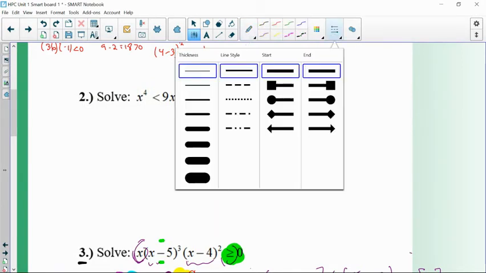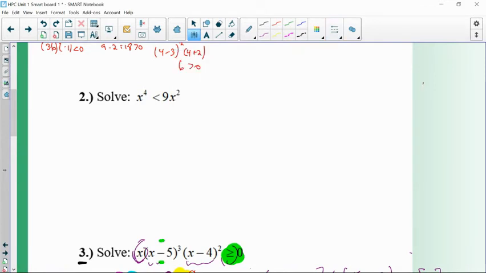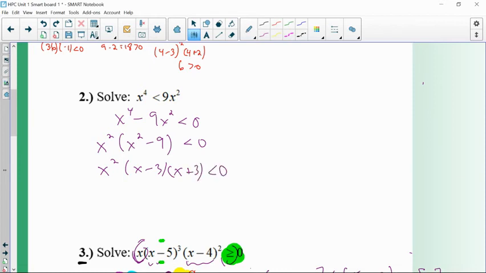So the thing here is that you want to make sure that it's equal to 0, so I'm going to subtract this over. I'm going to say x to the 4th minus 9x squared is less than 0. Do not divide by x squared because you will lose some solutions. Okay, so then I'm going to factor out this x squared, and I notice it's x squared minus 9 is less than 0. Going on with the alliteration theme, I can factor further: x squared, x minus 3, and x plus 3. I want that less than 0.